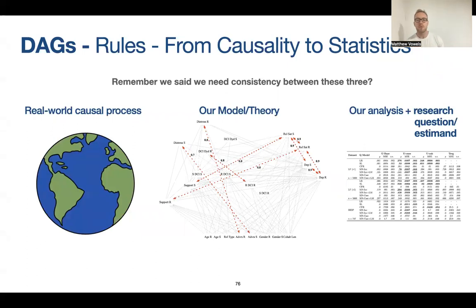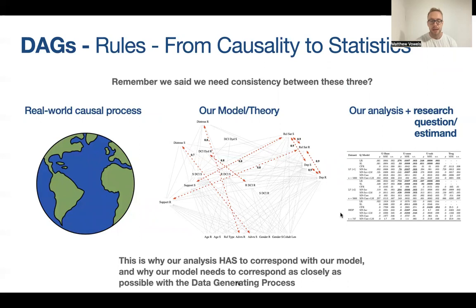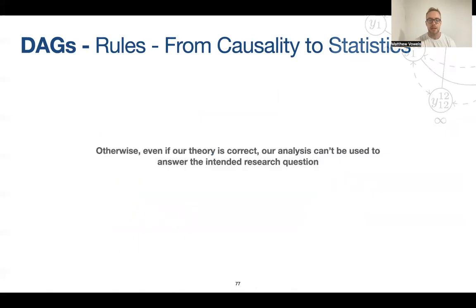So remember that what we said is we wanted consistency between these three things. In this case, our analysis has to somehow incorporate our theory in order for us to get meaningful beta coefficients out of our linear regression models. And what we're going to see again from different structures is that we're going to use DAGs to determine which variables should and which variables shouldn't be included in our models. This is why analysis has to correspond with our model, and why our model needs to correspond as closely as possible with the data generating process. So this point should become more and more clear as we go through the examples.